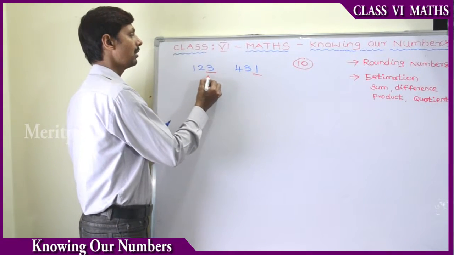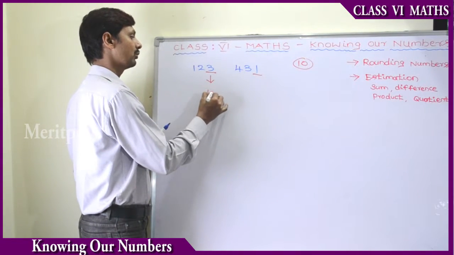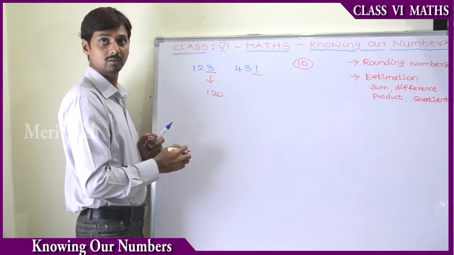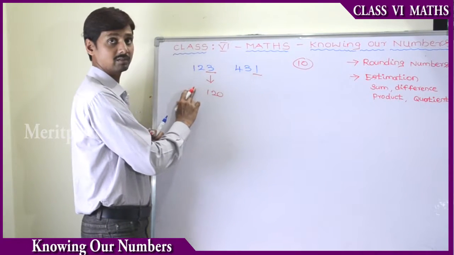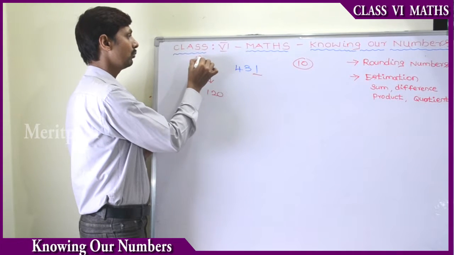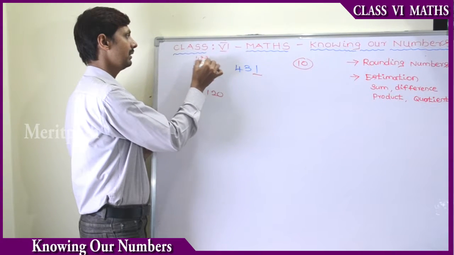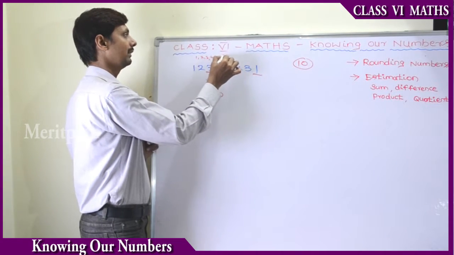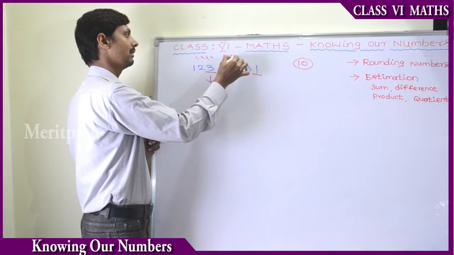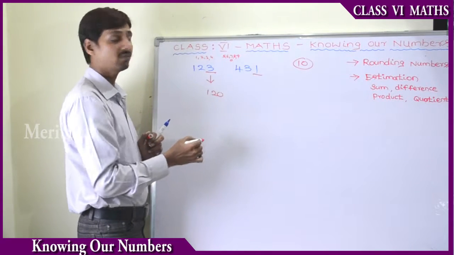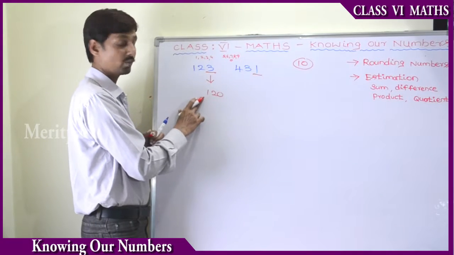When we round this number, we'll be getting 120 because it's nearest to 0, since this digit is 3. We'll take 1, 2, 3, 4 going back, and 5, 6, 7, 8, 9 and 0 going to the next number. So this is nearest to 120.